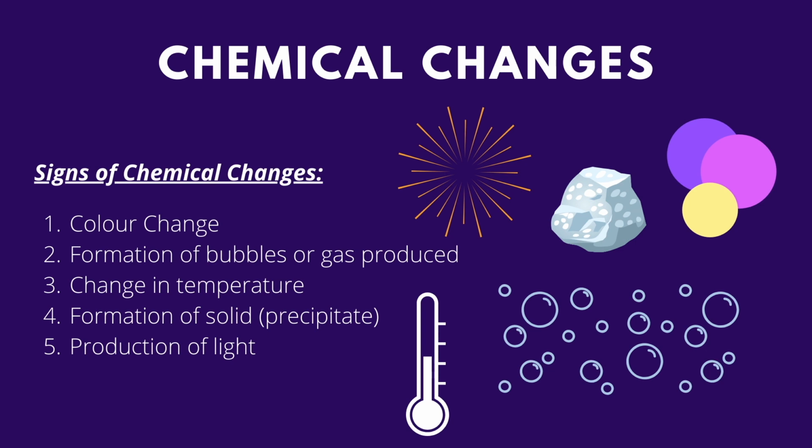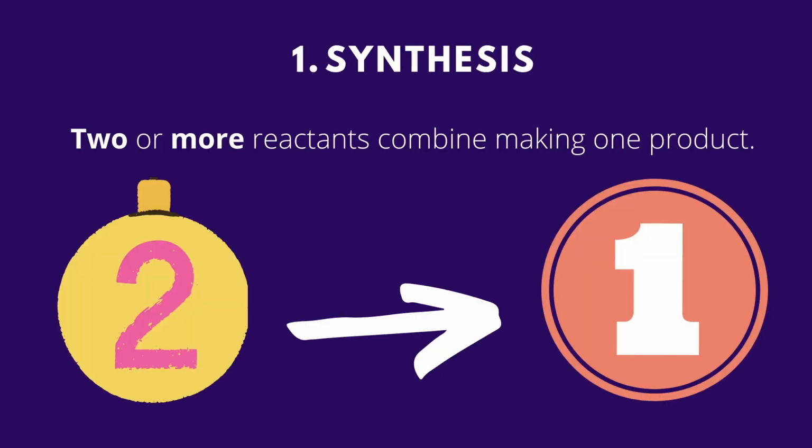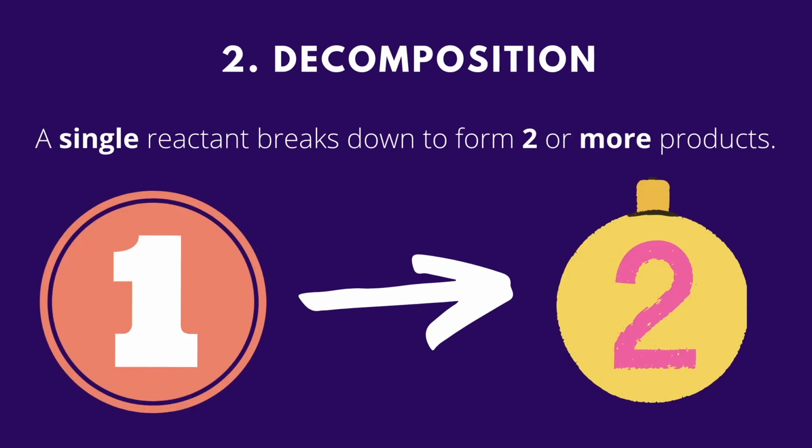Now let's talk about the different types of chemical reactions. Firstly, we have synthesis, which is when two or more reactants combine making one singular product. Then we have decomposition, which is similar but just the opposite. So decomposition, think about breaking down things. It's when a single reactant breaks down to form two or more products.